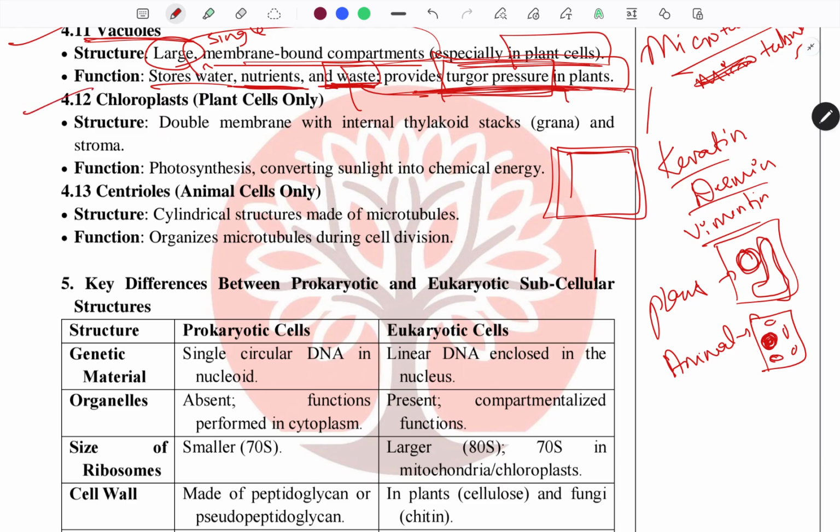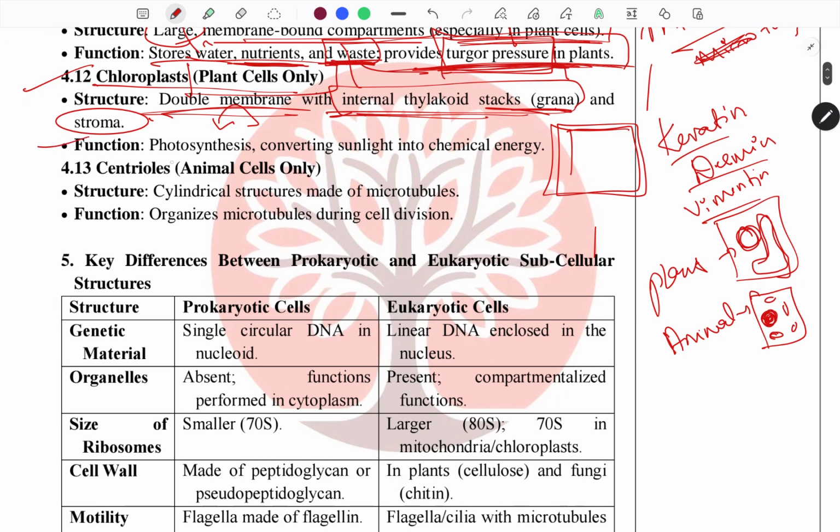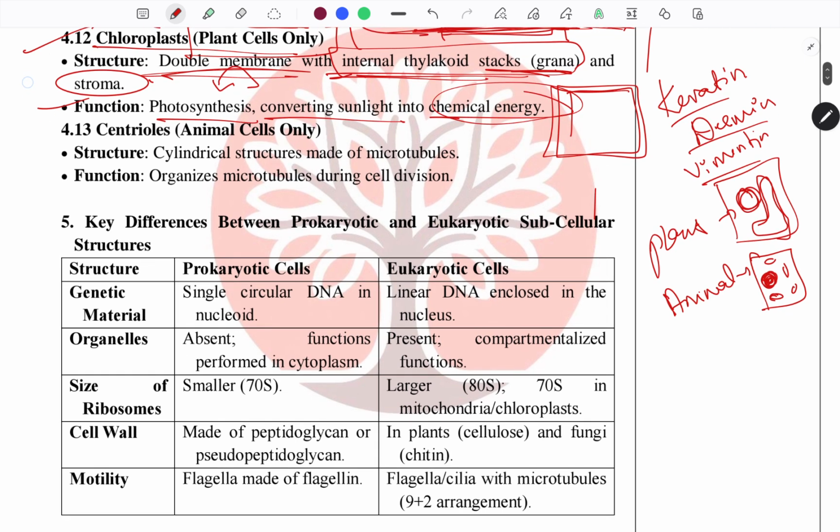Coming to the next organelle in a eukaryotic cell, that is the chloroplast. Remember one thing, it is present in plants only. Structurally, it is a double membrane structure. It contains internal thylakoid stacks, called grana, and the stroma. Stroma is a gel-like substance present inside the chloroplast. The main function of the chloroplast is photosynthesis, which is converting sunlight into chemical energy.